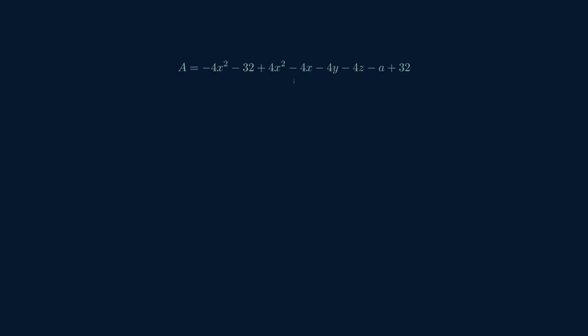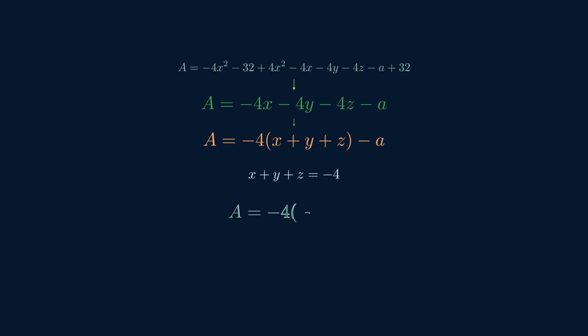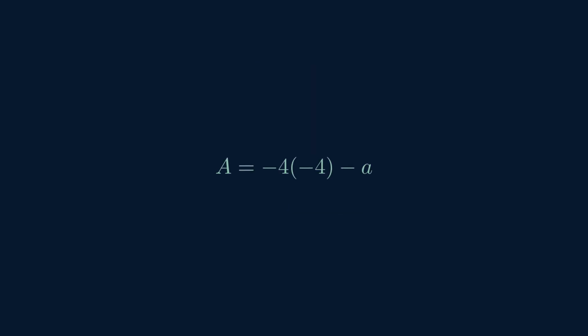Now we can substitute that back into our expression for A. A = -4x^2 + 4(8 - x^2) - 4x + 4y + 4z - a + 32. Let's simplify this. A = -4x^2 + 32 - 4x^2 - 4x + 4y + 4z - a + 32. This simplifies to A = -4x + 4y + 4z - a. Factor out the 4, A = 4(-x + y + z) - a. And we know x + y + z = -4.